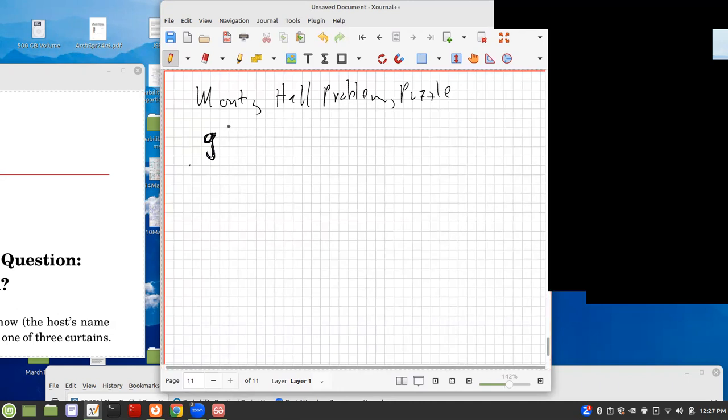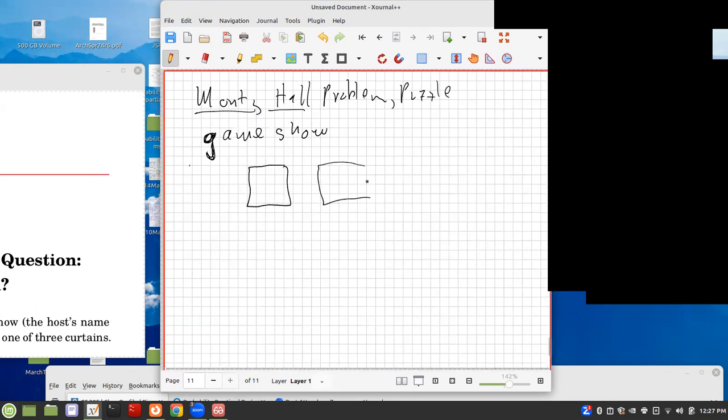So, there's a game show. Let me explain the Monty Hall puzzle. It was, I think, in the 1970s and 80s, and the host's name was Monty Hall. That's why it's called the Monty Hall problem. Here's the game show. He would have contestants on, and each contestant would be shown three curtains or boxes or whatever. Imagine there's three curtains. And they're told that there's a big prize behind one of them.